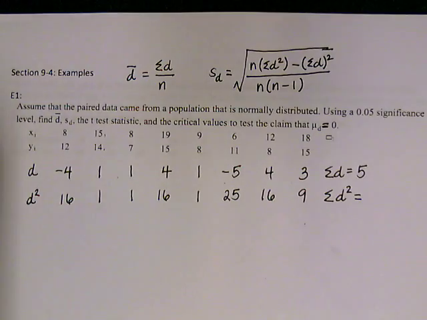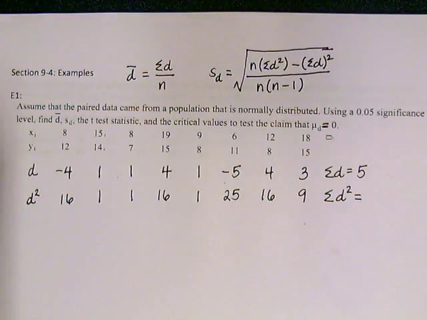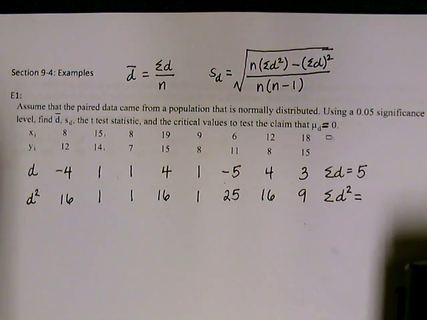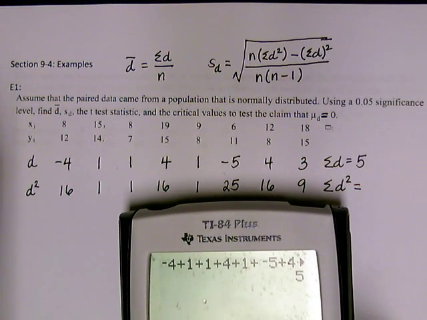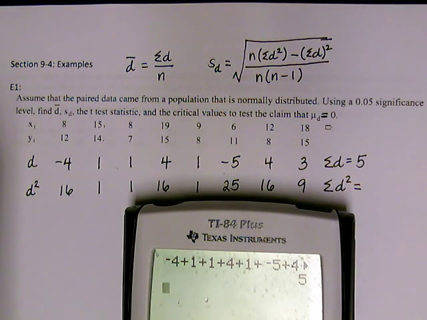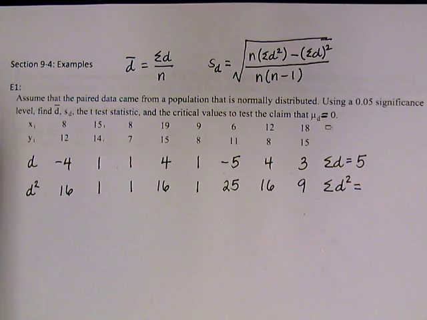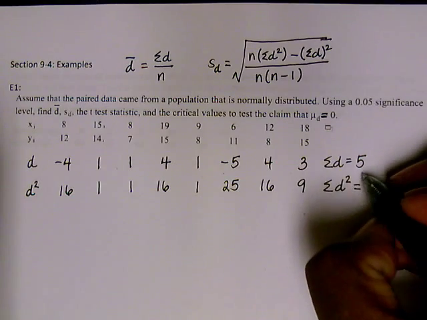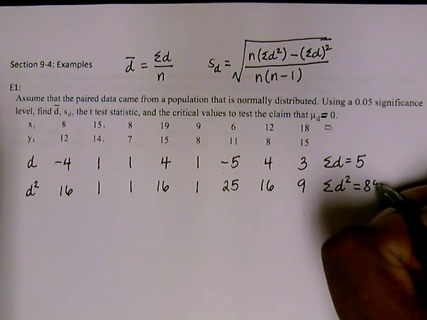I'm going to go ahead and get the sum of all of my squared differences. So in this case, add 16 plus 1 plus 1 plus 16 plus 1 plus 25 plus 16 plus 9. I'm going to get 85. So the sum of all the d squares will be 85.